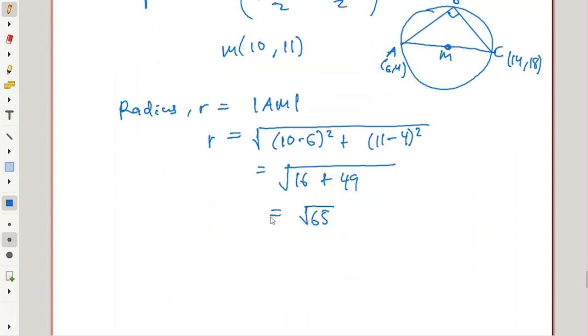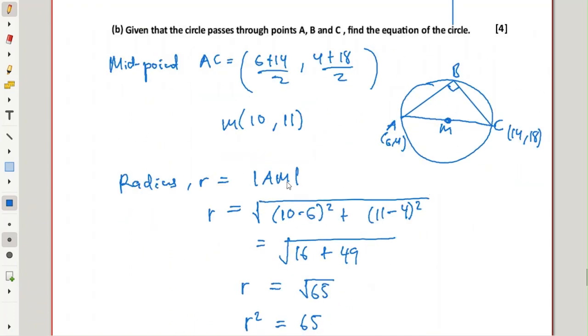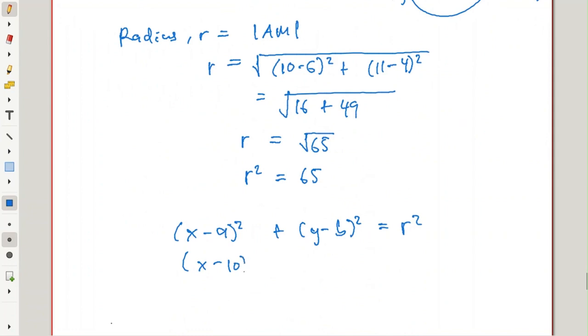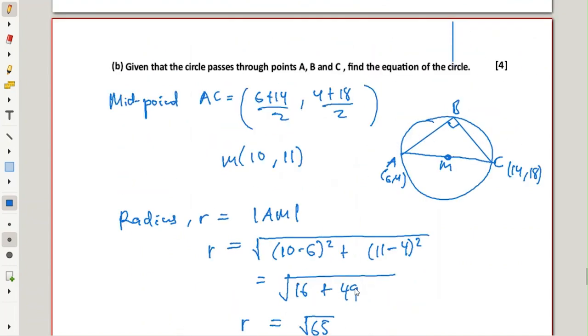And we know that we can't break this one down, right? But we are rather interested in r squared. So if I find r squared, I square both sides, I'll get 65. Why am I finding r squared? Because I know that the equation is this. This is the equation of the circle. So the center is what do you have here? 10 and 11. So here r squared is 65. So I found it directly. So this should be the equation of the circle. 4 marks.